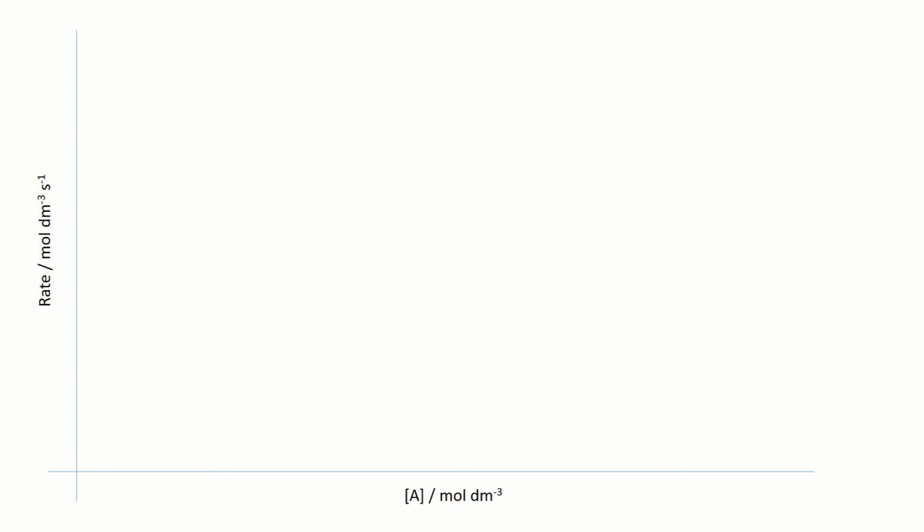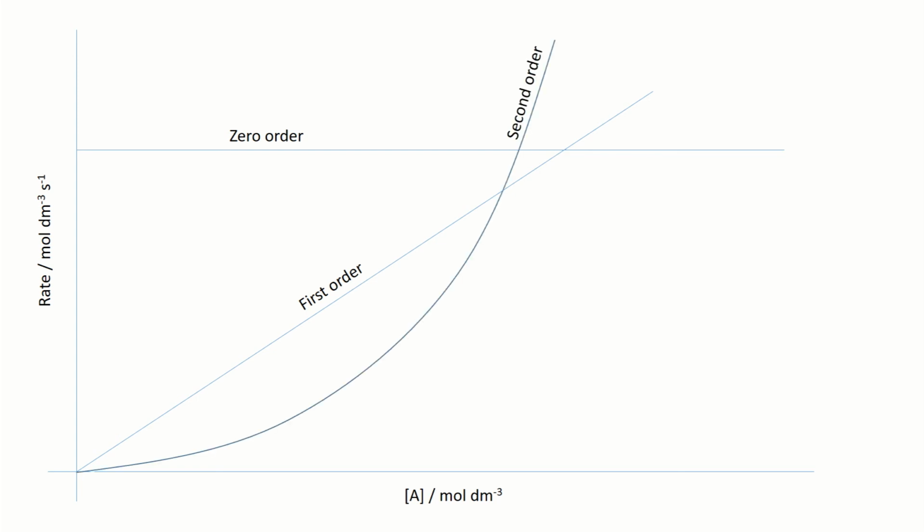So there are 3 shapes of graph to remember when you're looking at results from a reaction where you're plotting concentration of a chemical against the rate. If changing the concentration has no effect on the rate, it is zero order. If the change in concentration is proportional to the change in rate, it is first order. And if you have a rate where the concentration to the power of 2 is proportional to the rate, you have second order.